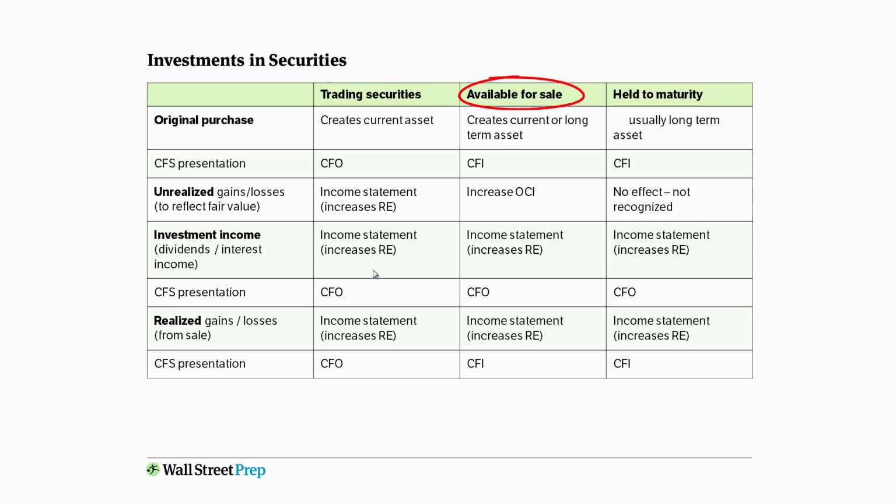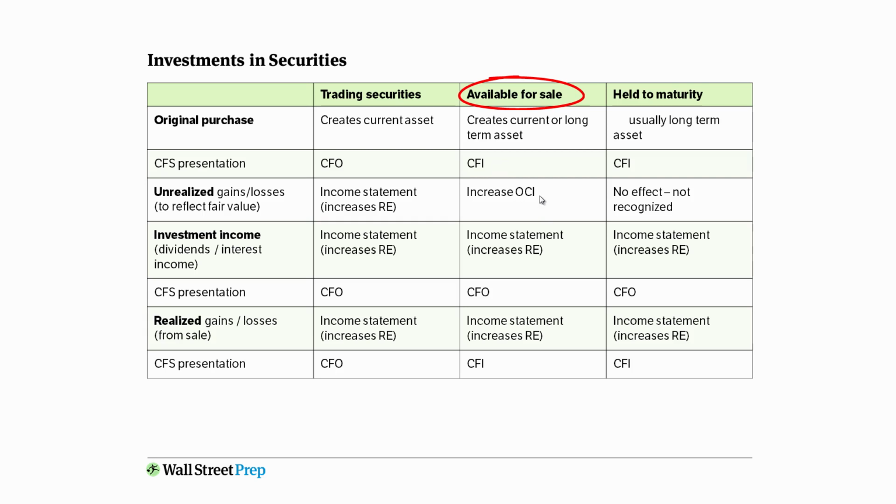It's a little different from available for sale securities. The original purchase price is the same treatment. It creates a current asset, but if you intend to hold it for longer than 1 year, it could also create a long-term asset. The presentation on the cash flow statement of this purchase is unlike trading securities, where you see it in cash from operations as an outflow. Here you're going to see it as cash from investing activities as an outflow. So it's the same outflow, it's just classified differently.